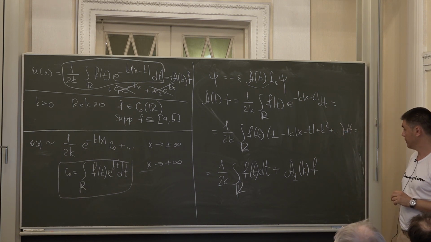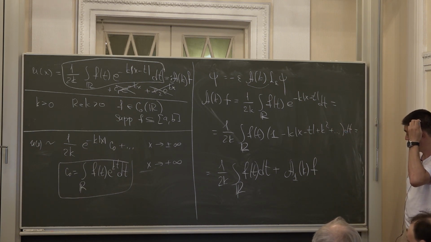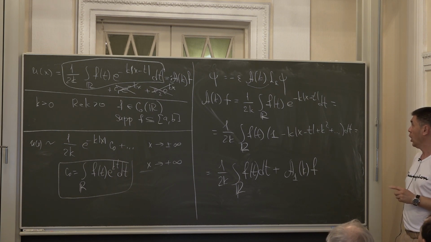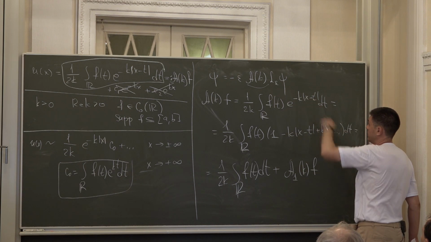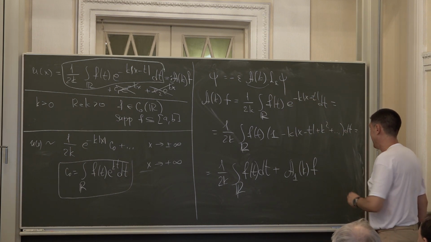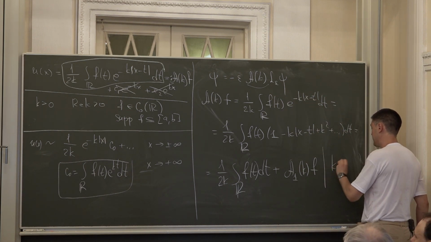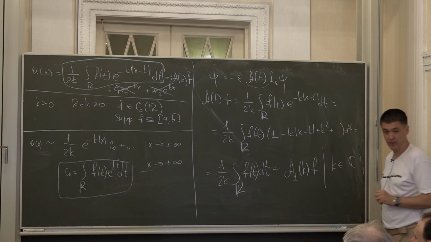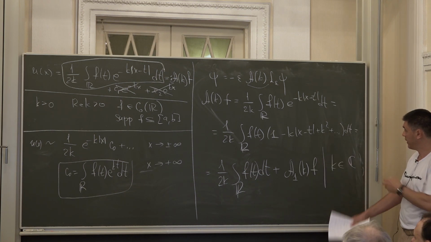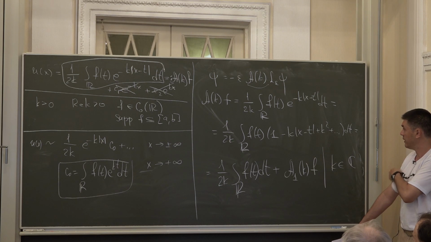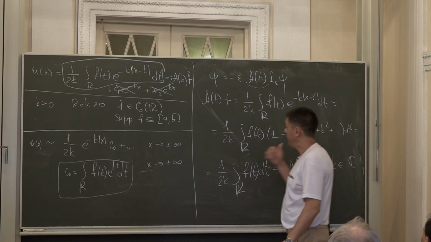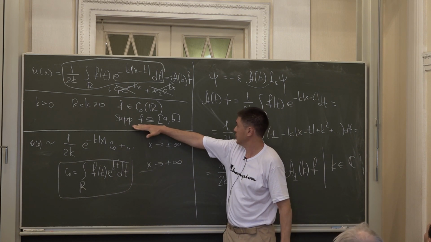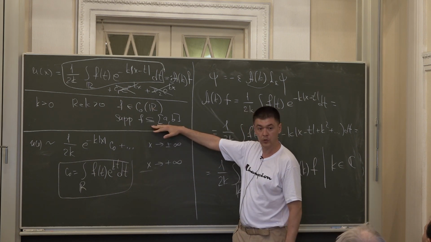I can write such a representation. Of course, since we write the expansion of this exponent with respect to k, here we assume that k is small but complex valued. It's not important here whether k is real or not. And we can do all this thanks to the fact that the function f here is compactly supported.